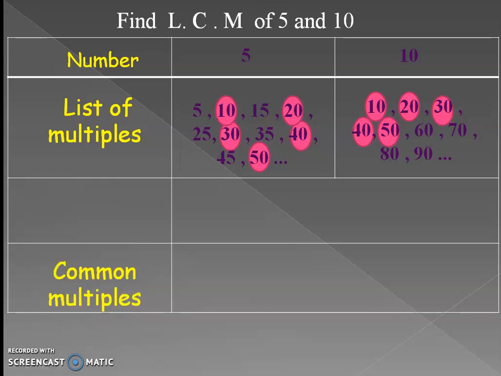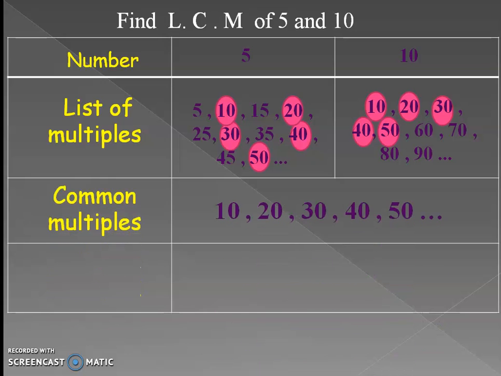Now let's write the common multiples. 10, 20, 30, 40, and it goes on and on. And among these numbers, which one is the lowest number? That is called lowest common multiple. So the least or the lowest common multiple is 10. Now let's see another example.